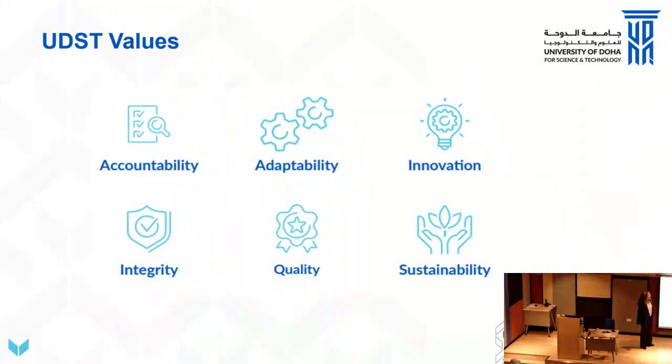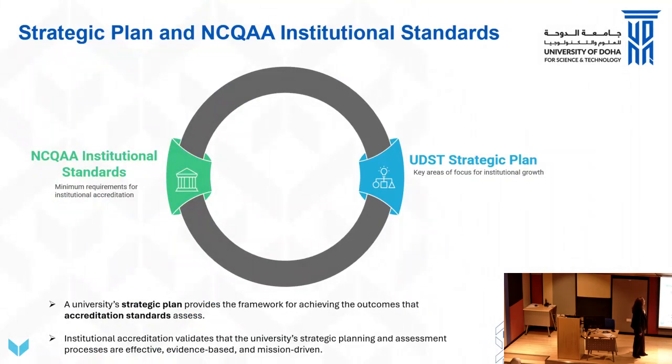We have values, as I'm sure you are very familiar with. We are about integrity, quality, sustainability. Those are all outlined in the strategic plan. And I want to talk a little bit about how we have a strategic plan. Now it's about actually aligning it with the NCQA standards. And the standard working groups that we have created that are working on the self-study report are essentially doing this. They're really mapping the strategic plan to the NCQA standards.